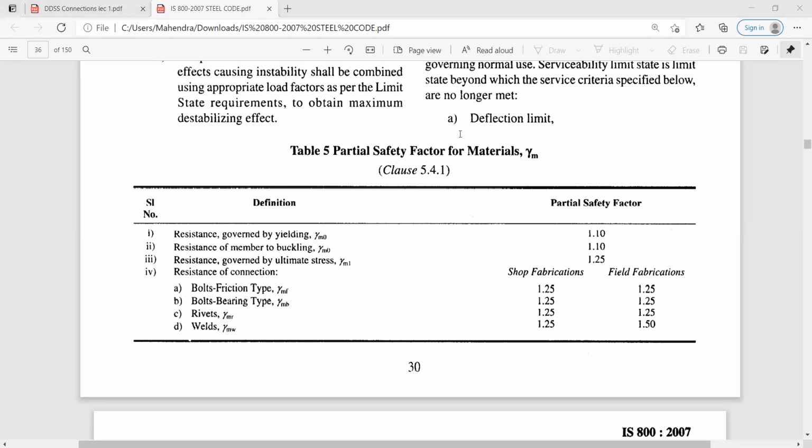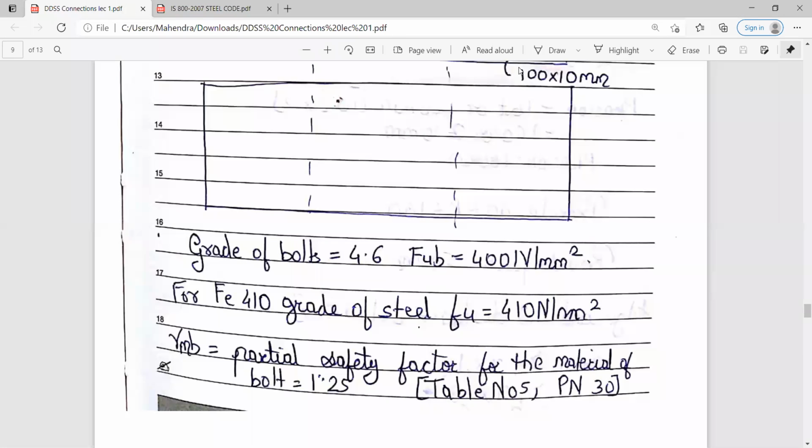Yes, Abdullah, now your doubt is clear. Okay. So proceed. We are proceeding further with the design.